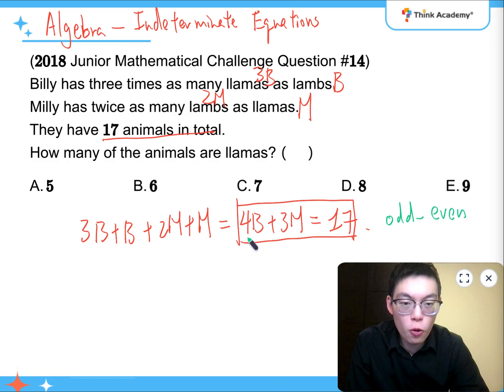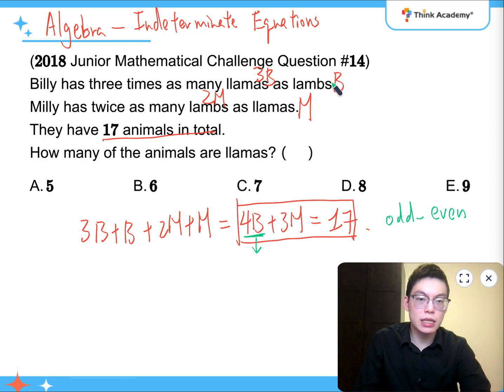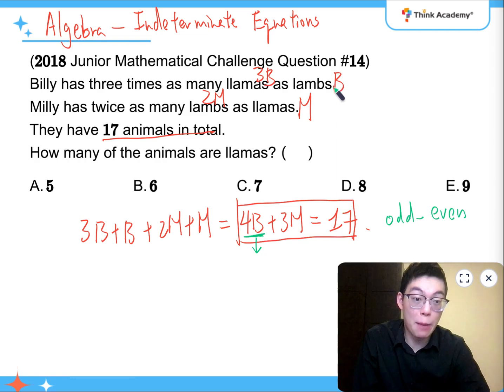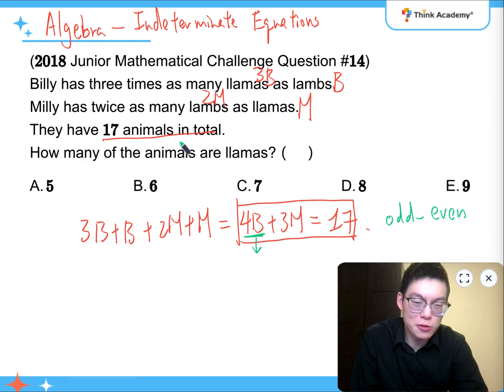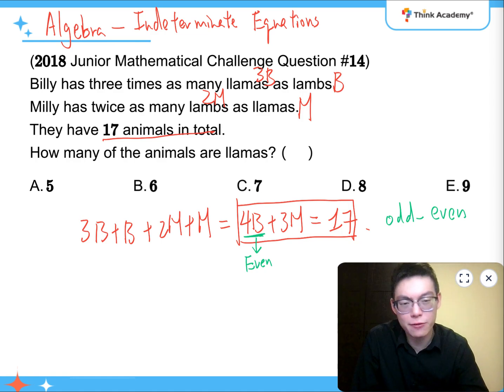Because we know that 4b, 4 multiplying an integer, the reason why b is an integer is because it is the number of lambs. Well, technically speaking, Billy will not have half a lamb, right? If they are keeping them as animals. So 4b has to be an even number, because 4 multiplying an integer has to be even, right? And 17, we know that it's an odd number. So what do I need to add to an even number to make an odd number?